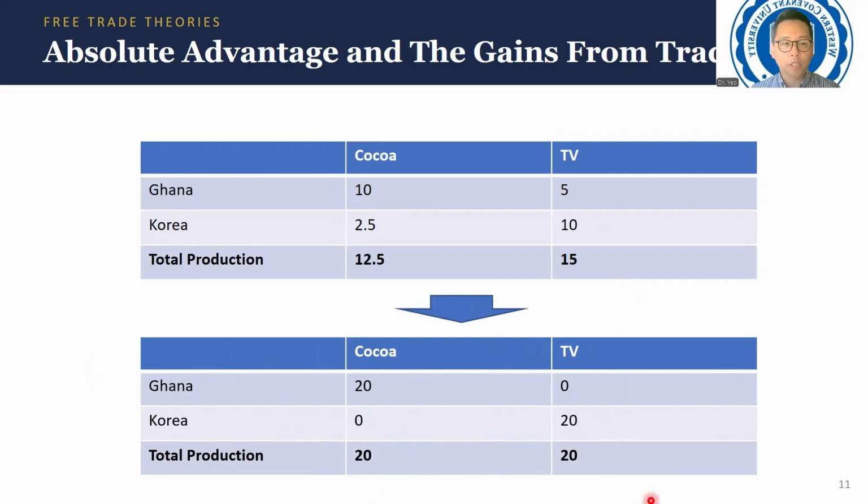So total production, combining the two countries together, will be 20 cocoa and 20 TV. Compare with these numbers: 12.5 versus 20, 15 versus 20. Can you see clearly how free trade is working? It boosts both countries' economies up.